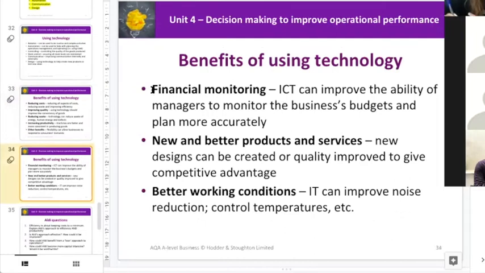We also have financial monitoring. We have new and better products and services. We have better working conditions if you use technology as well.